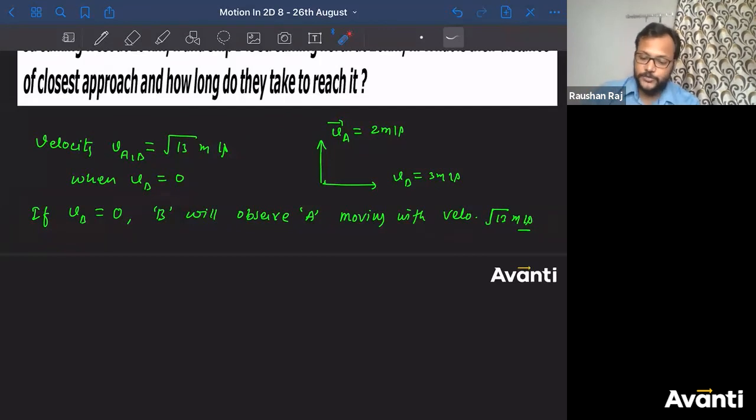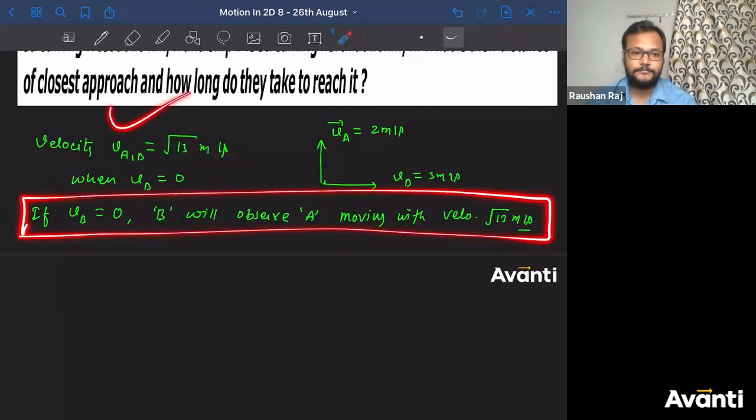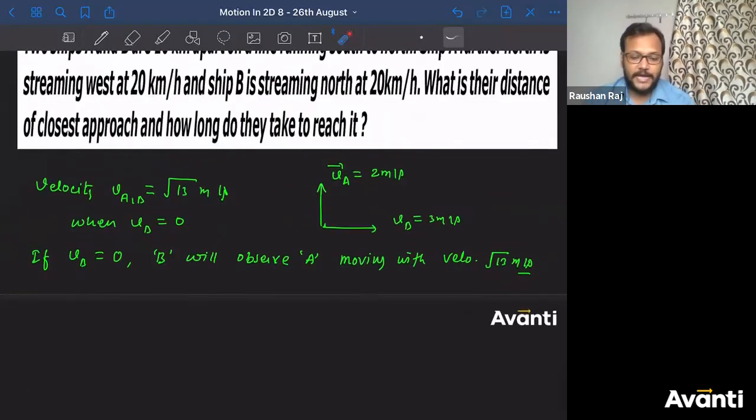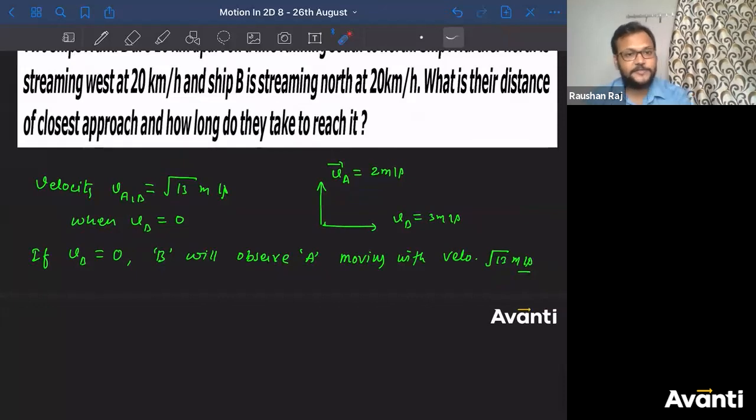So I am going to use the same concept to solve this question. I am going to make one of the ships at rest and then observe the other one with respect to that ship. This will make this question very, very simple. Are you getting my point, what I'm saying? I'll try to have a condition where one of the ships is at rest.